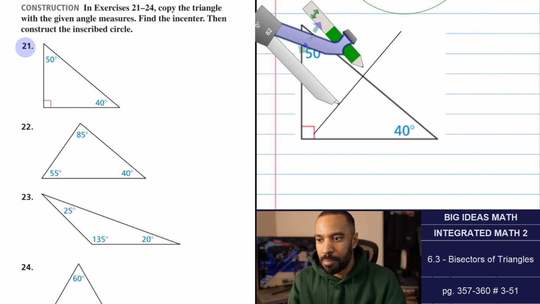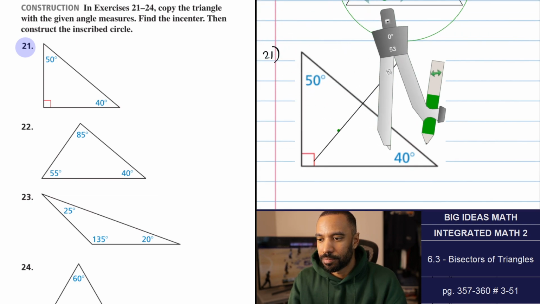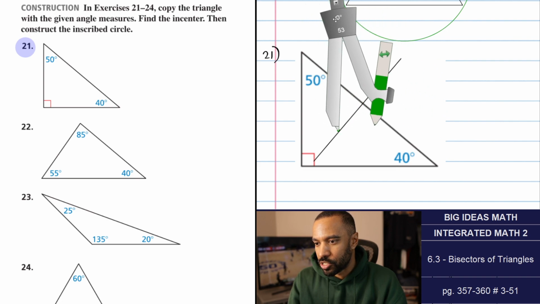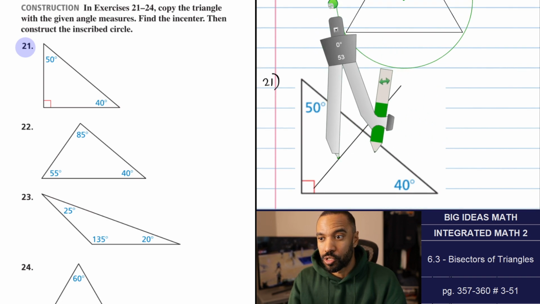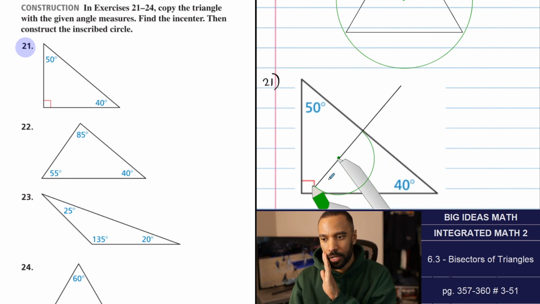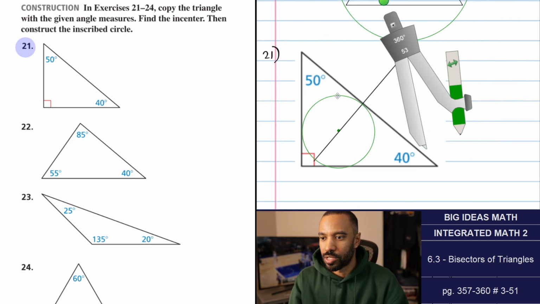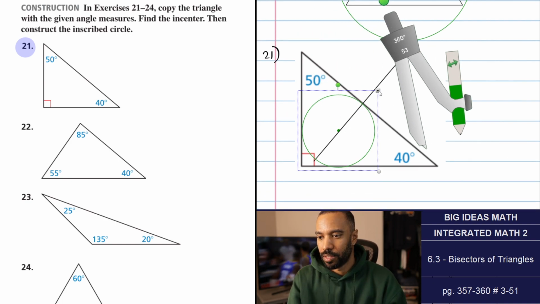Remember, it's not necessarily a midpoint. We're not looking for midpoints. That's the shortest distance to draw your inscribed circle from your in-center. So this should probably serve. Boom. Pretty close enough when all's said and done. You can see the tool's kind of messing up, but there we have it.